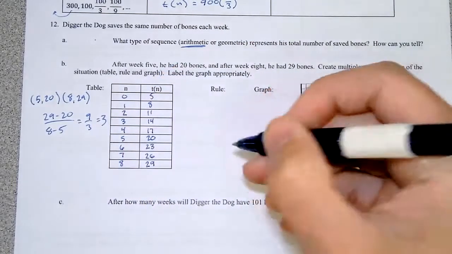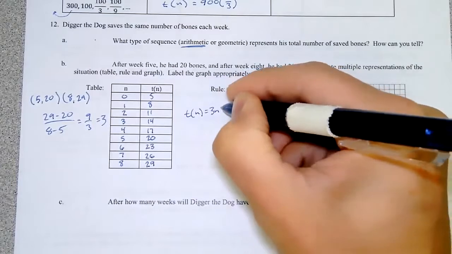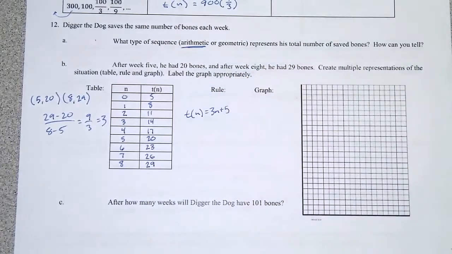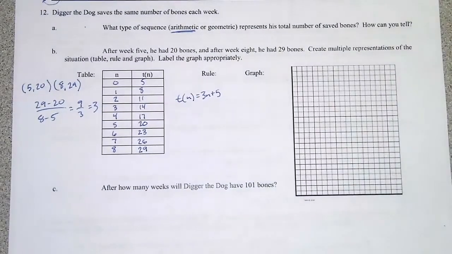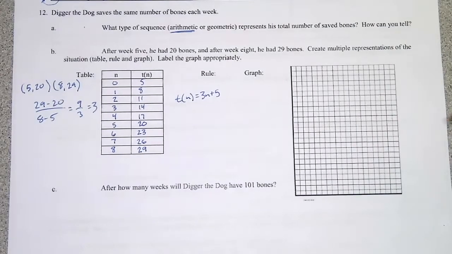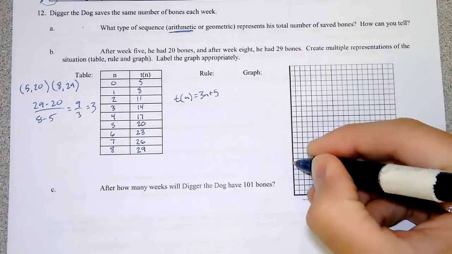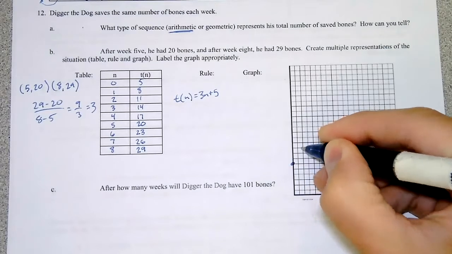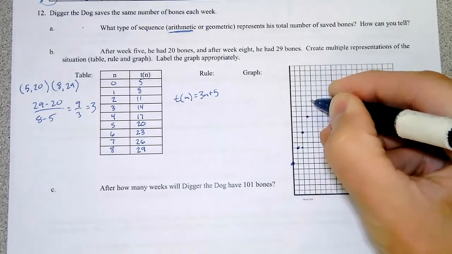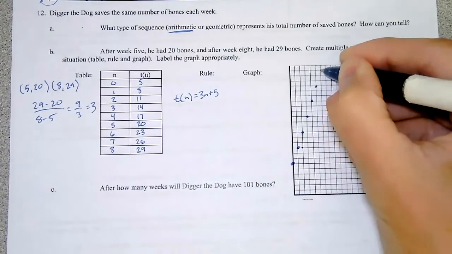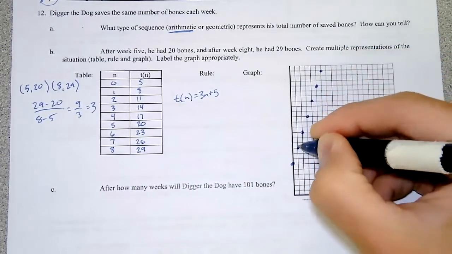So to write my rule, I know I'm adding 3 each week, and Digger started with 5. On the graph, you would just say 0, 1, 2, 3, 4, 5. You would have 3 more each week. I'm not going to connect the dots because he's not really going to have half a bone.